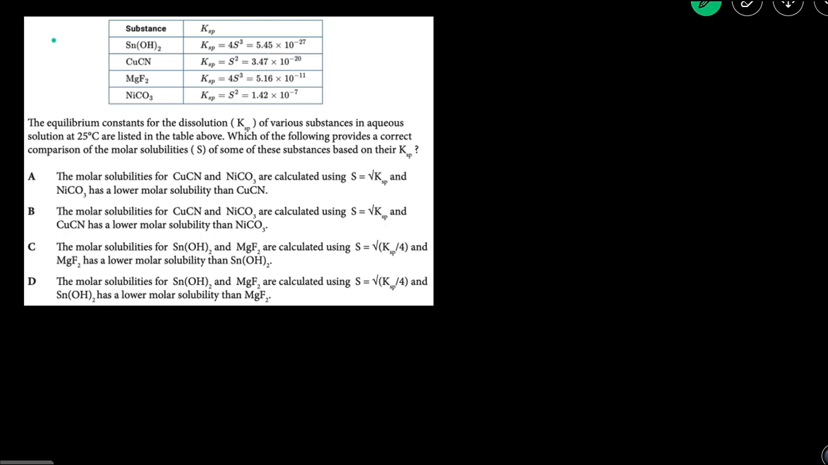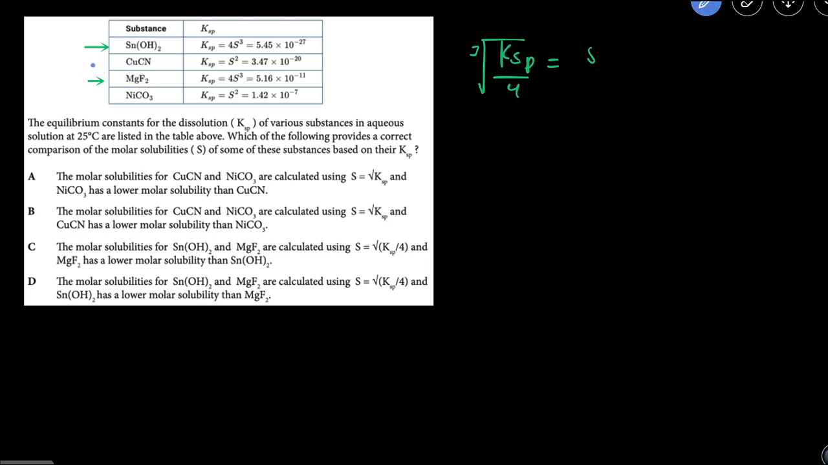So for example, with SnOH and MgF2, their Ksp is equal to 4S^3. So if we want to solve for the molar solubility, we'll first divide both sides by 4, and then we'll cube root both sides to get rid of the cube. So that would be the molar solubility of these two substances.